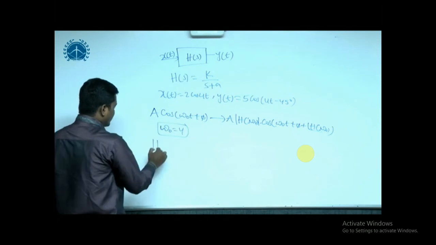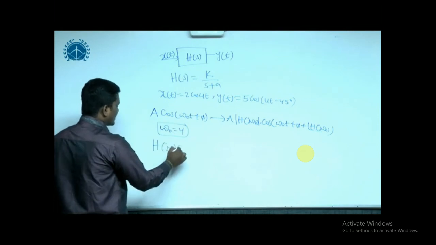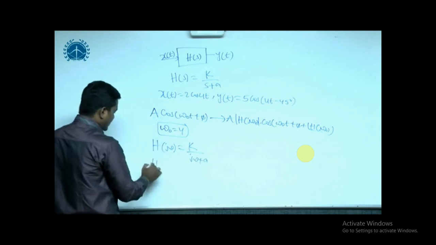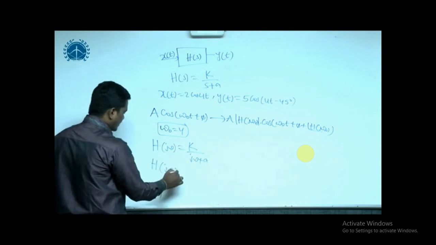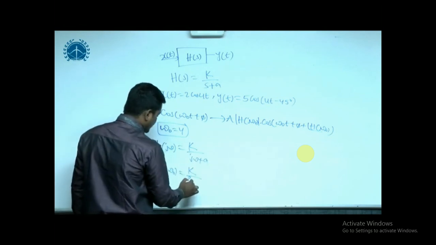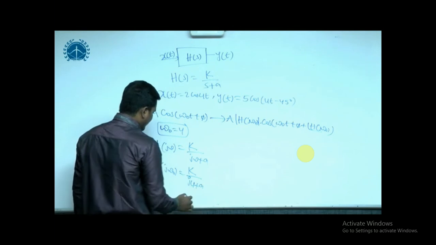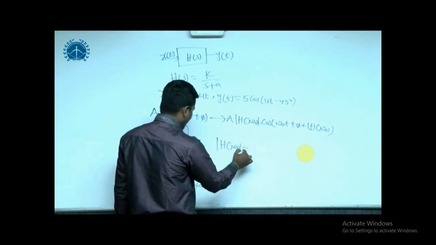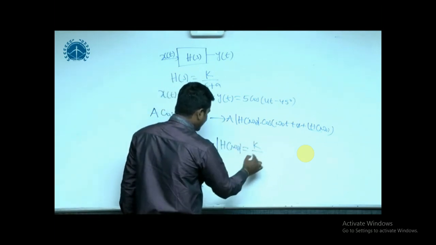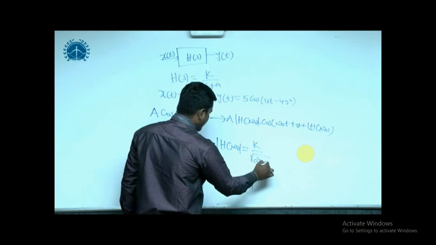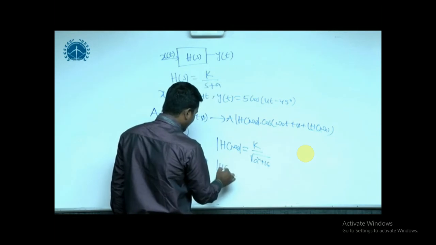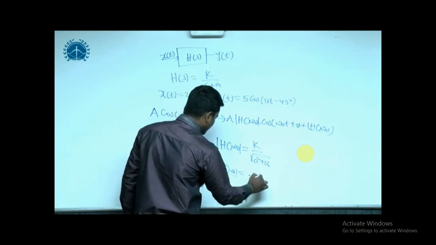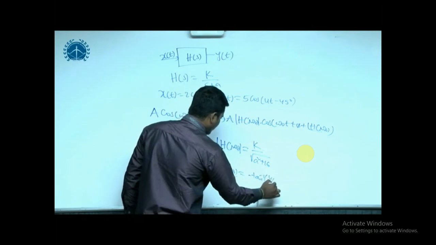First, H of j omega equals k by j omega plus a. What is H of j omega naught? K by j 4 plus a. Now what is the mod of this? Mod of H of j omega naught equals k by square root of a square plus 16. And what is the angle? It equals minus tan inverse of 4 by a.